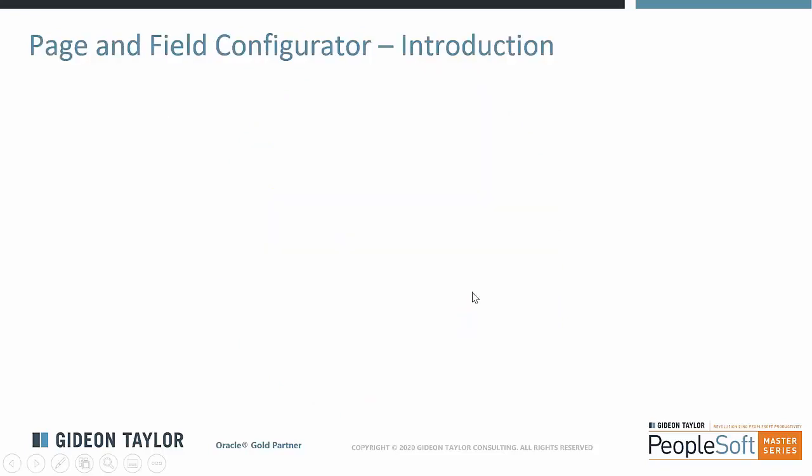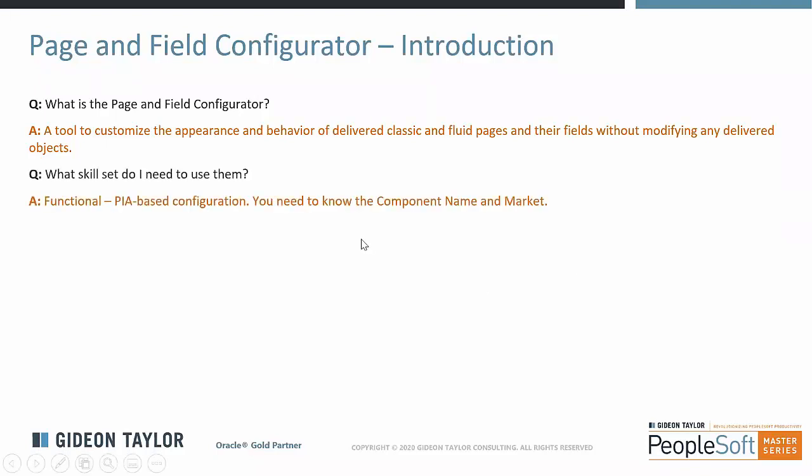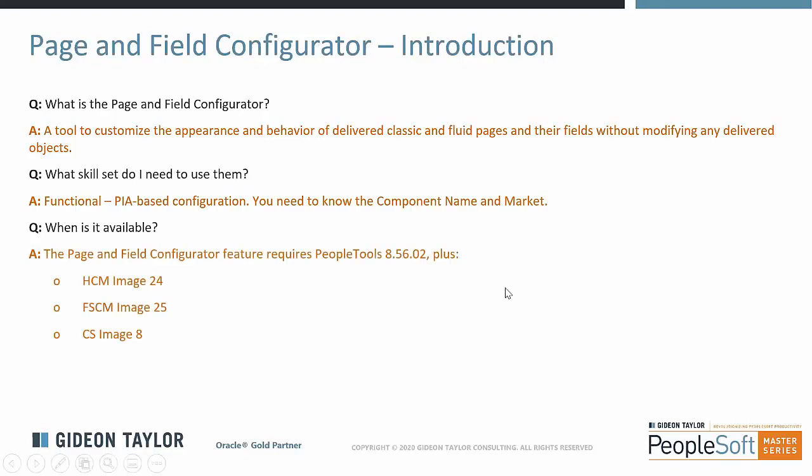So let's do a brief introduction. What is Page and Field Configurator? If you're new to it, it's a configuration-based tool that lets you customize classic and fluid pages without using App Designer. This is a functional tool. So if you know how to use Control-J, if you know how to use Inspect Element in your browser, you should really be good to go. Page and Field Configurator is available right now if you have the versions of PeopleSoft that you see on this screen. So PeopleTools 8.56 and up, you should be able to use it.